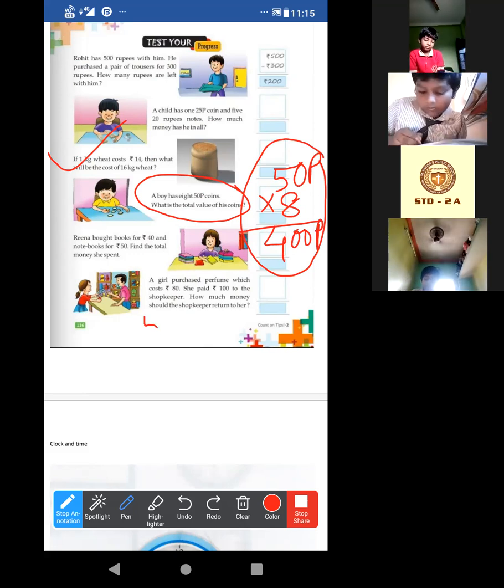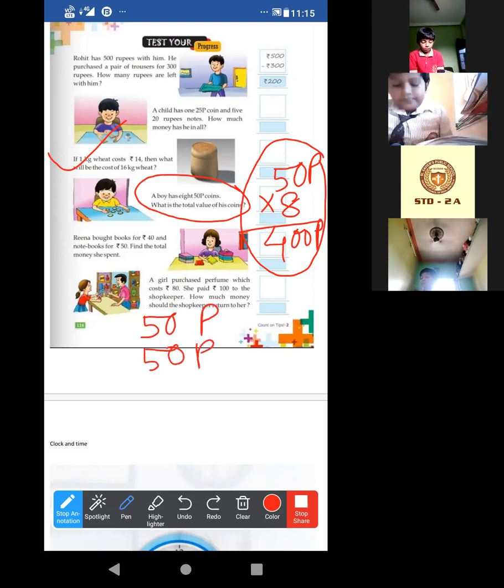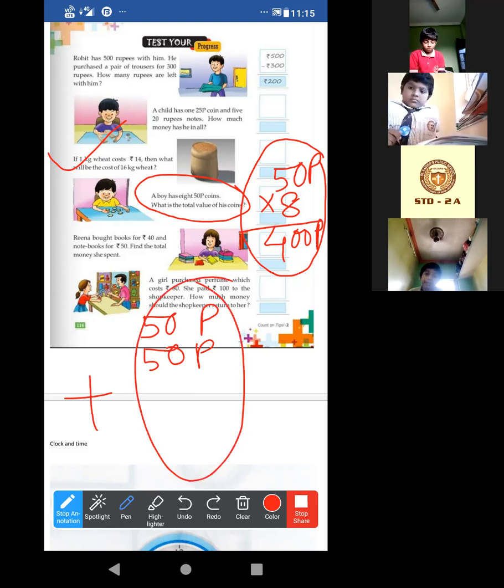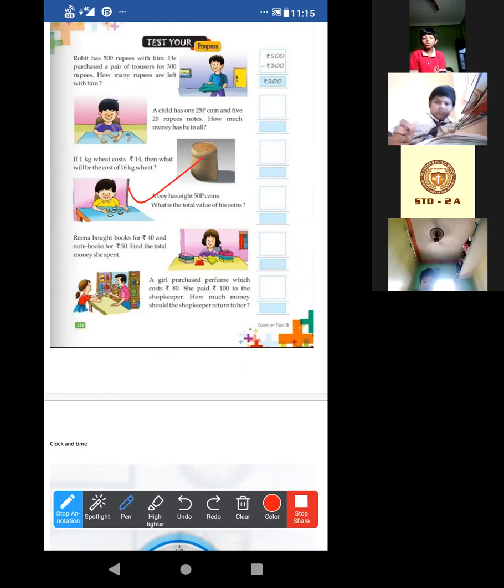Now here what to do? 8 times, if we add 50 paise, then it will take a long time. So instead of adding 8 times, we can multiply by 8. Yes or no? This is the concept of tables already done in class. So do this one. I hope you have understood the concept.